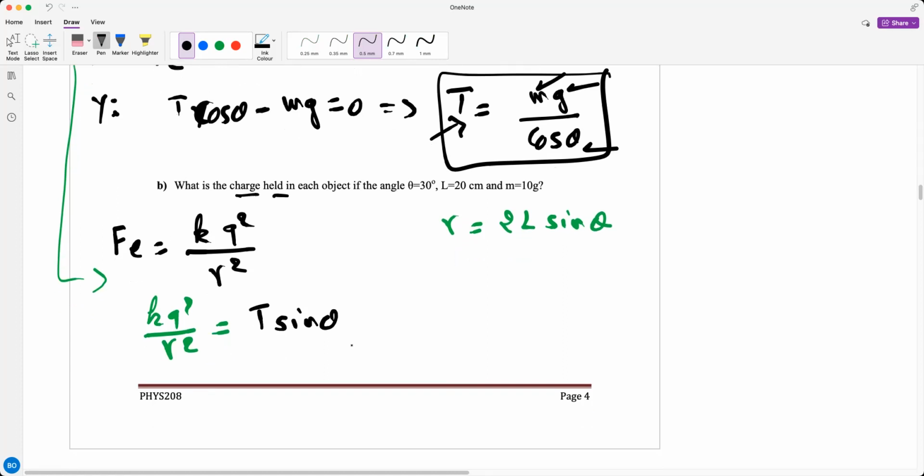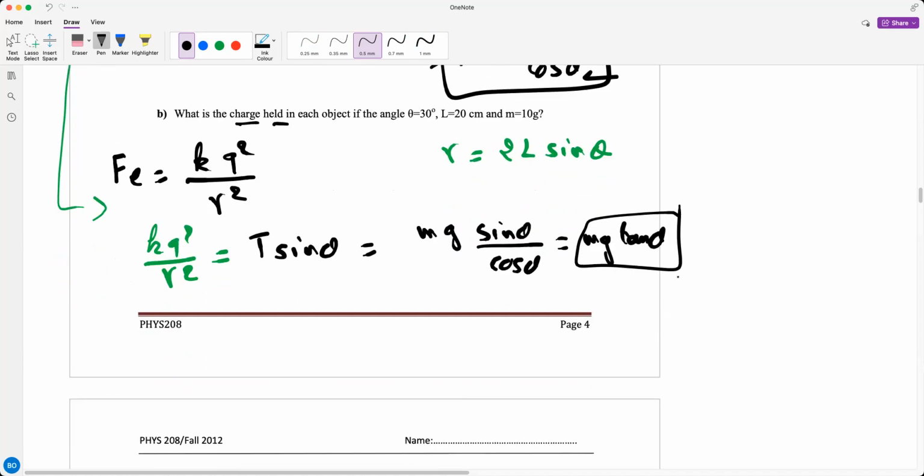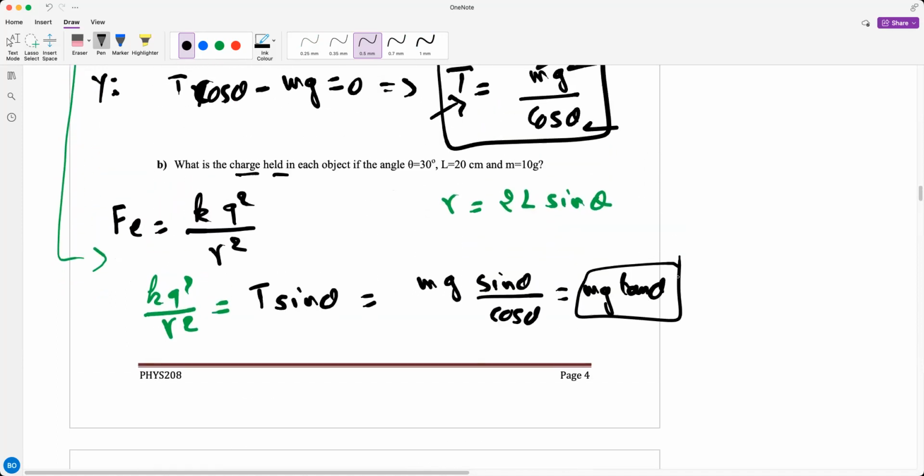And I know that T sine theta is already given. I already found the expression of T, which is mg and then sine theta divided by cosine theta, which means mg tangent of theta. This is the expression of the force. Now I will continue here because I don't have enough space.